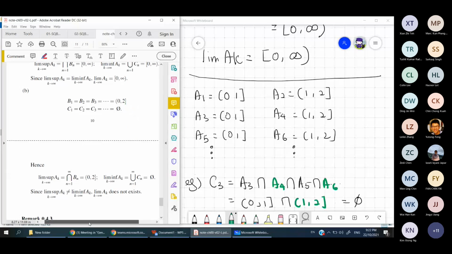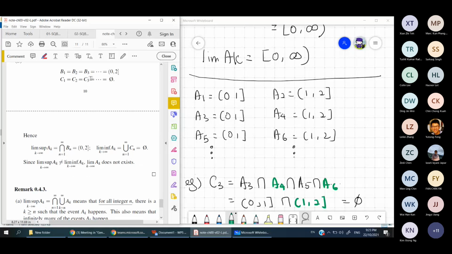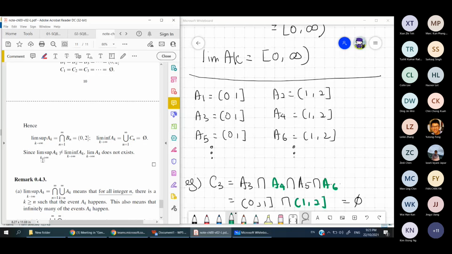Likewise, you can calculate all the B, which is just taking a union of these two things, so that will be 0 to 2. Since all the B are identical, as well as all the C are identical, you take the intersection of B and you get this. The limit infimum is this. In this case, these two are not the same, so the limit does not exist.